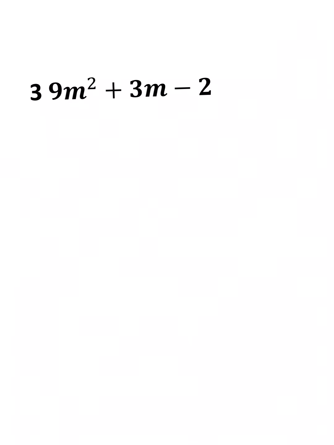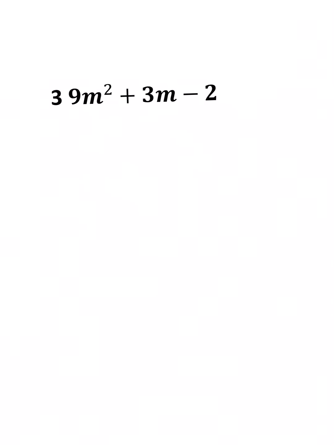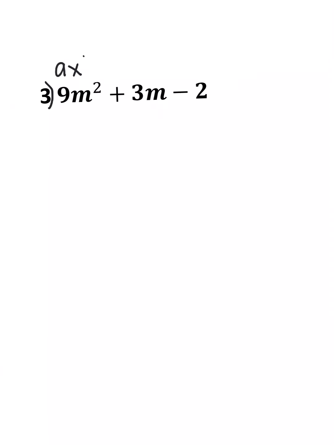All right, let's do number 3 together. So 3 says 9m squared plus 3m minus 2. So we are good to start because it looks like ax squared plus bx plus c. You have to check if you can factor out a greatest common factor. So I have a 9, a 3, and a 2. And nothing goes into all of those. So I do not have a greatest common factor to factor out.